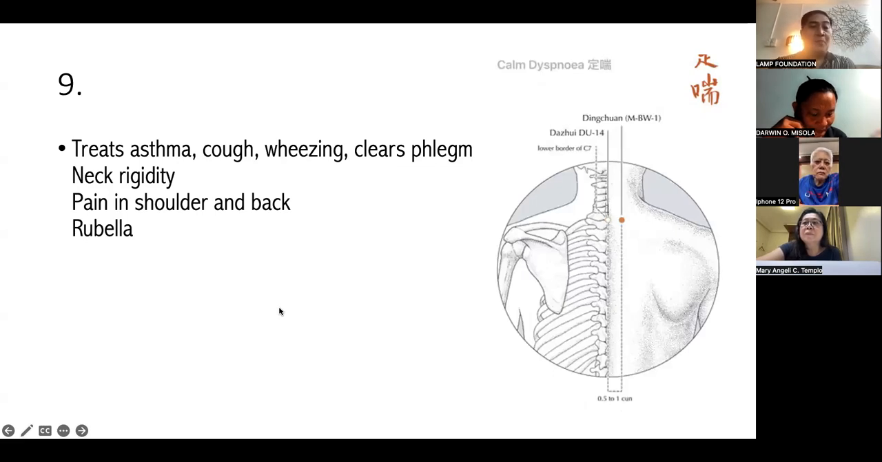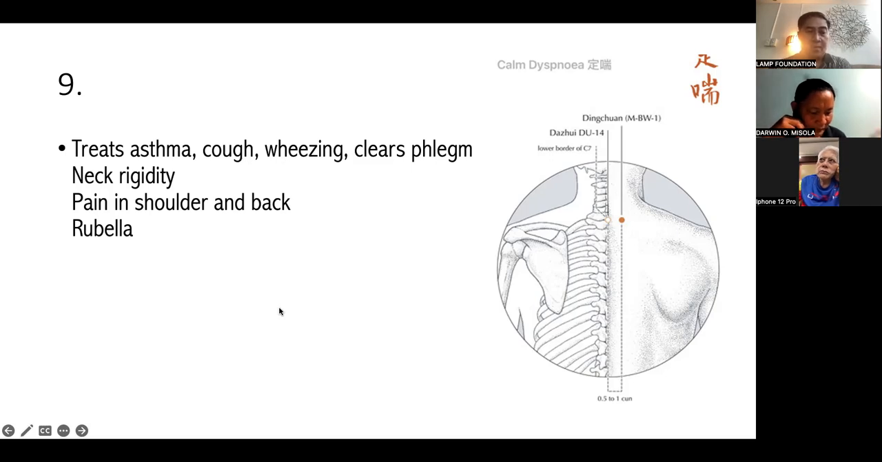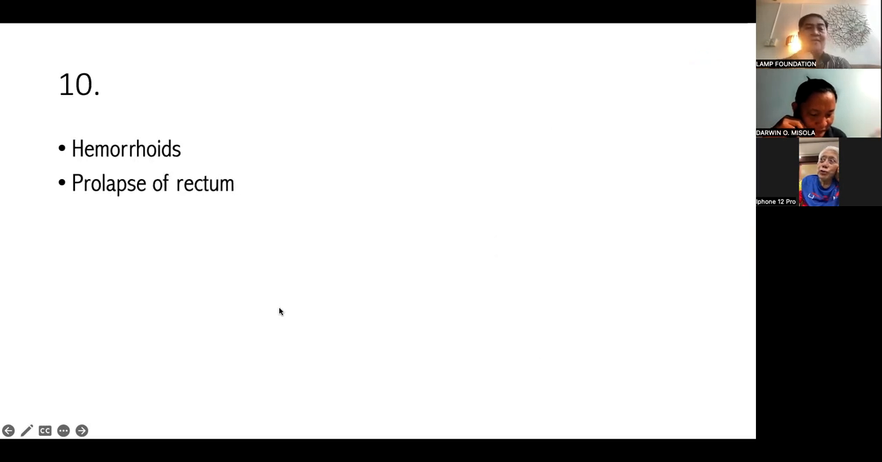Okay, ito naman very popular ito sa mga asthmatic. Everyone should be able to locate this. It's so easy. It's just located, kung nakikita nyo po, 0.5 to 1 tsun, no? Whichever is more tender. From DU14. C7. Below C7. It's asthma, cough, wheezing, clears phlegm, neck rigidity, pain in the shoulder and back, rubella for German measles. Deng Xuan. Wow, wala pang mali ah.